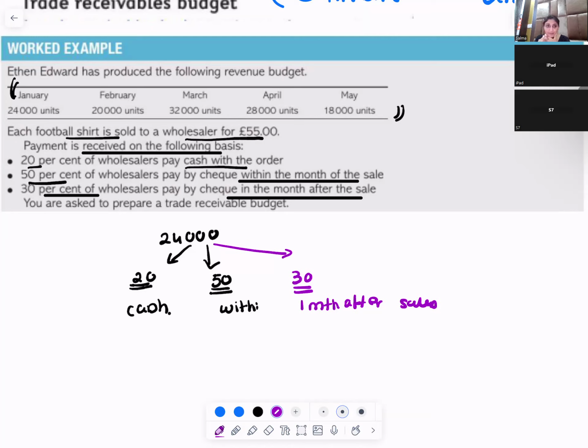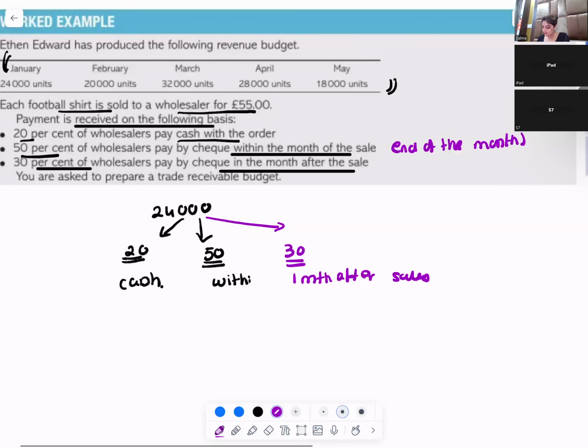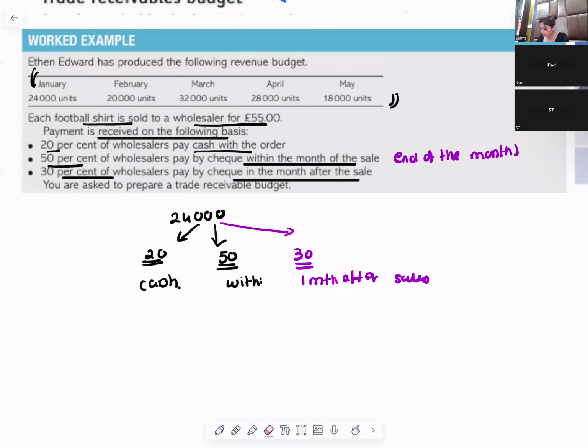And what about the remaining 50%? They'll be cash and check. Because 20% of the wholesalers pay cash with the order on the spot, then 50% they pay within the month, at the end of the month. So they are paying in that month only.